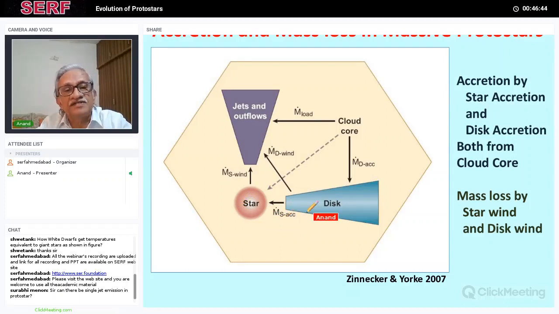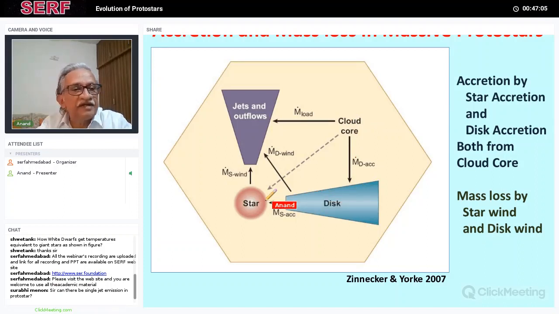Some of it may get lost also. Okay, so the cloud core contributes the mass into the disk. So this is a star here, a massive protostar. You have a disk here created by this accretion from the cloud core. You have a disk now. So the cloud core is pumping matter into the disk.